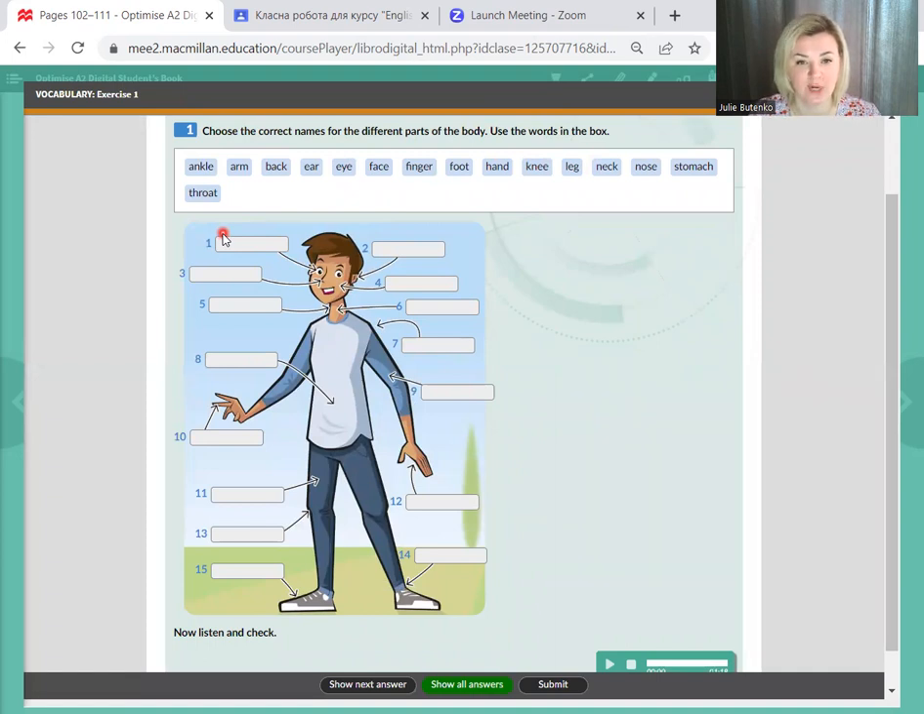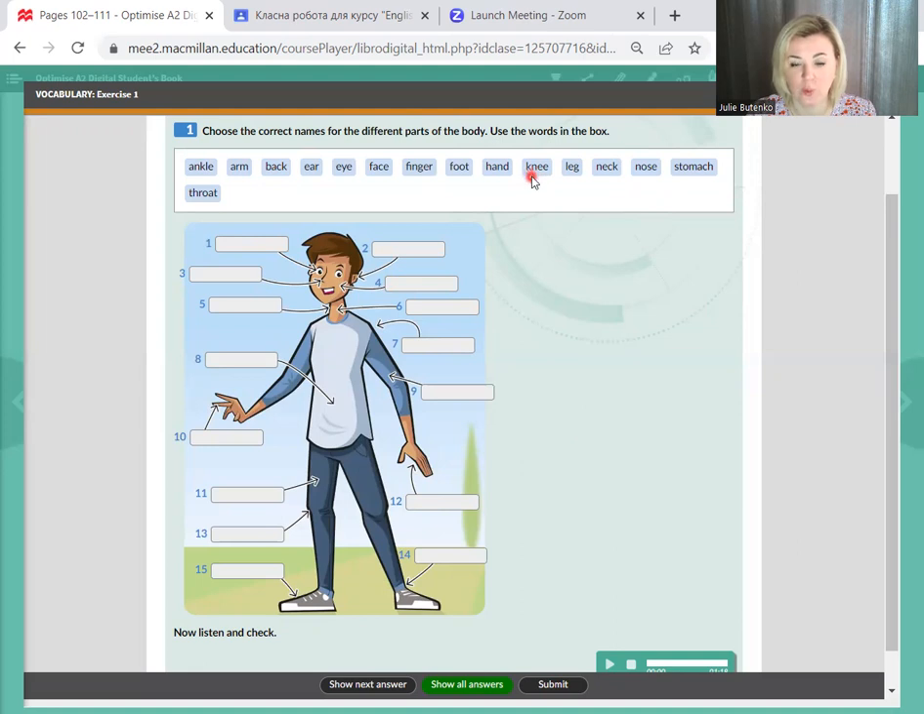Let's look at these words. Ankle. Arm. Back. Ear. Face. Finger. Foot. Hand. Knee.